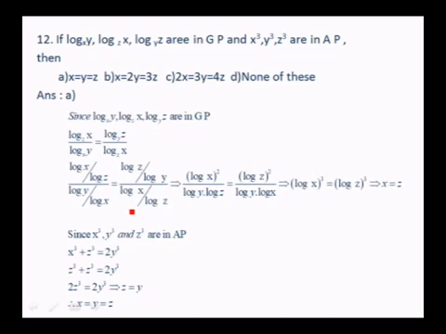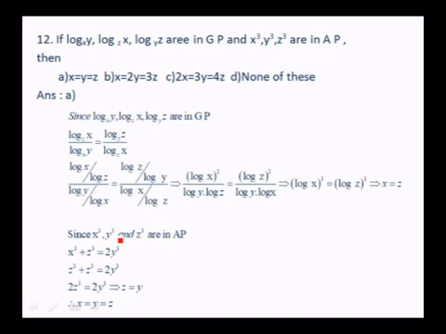I can write log x to the base z as log x by log z. I can write log y to the base x as log y by log x. So equate it to log z by log y over log x by log z. If you just simplify that one, you get log x whole square over log y into log z is equal to log z whole square over log y into log x, which implies log x whole cube is equal to log z whole cube. So log x whole cube is log z whole cube means x equals z.